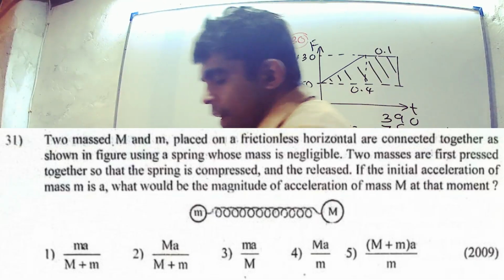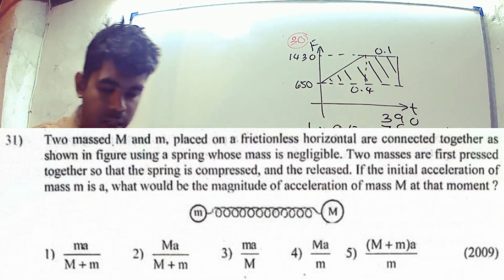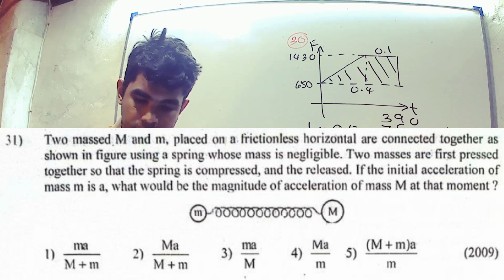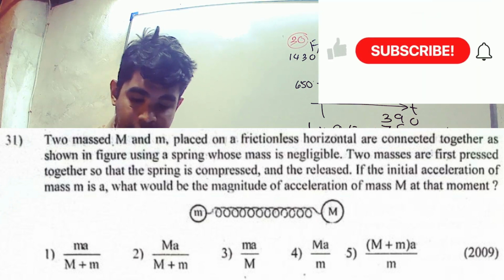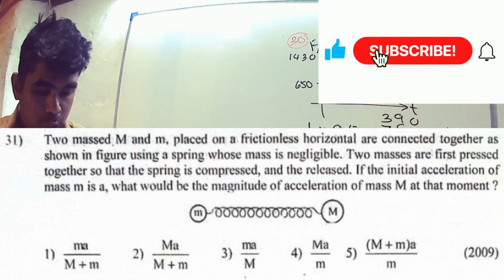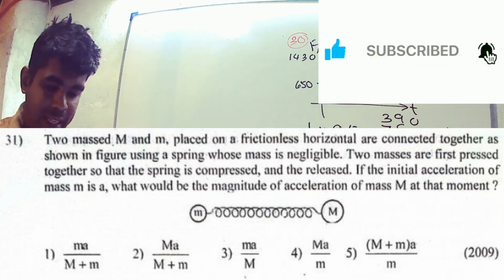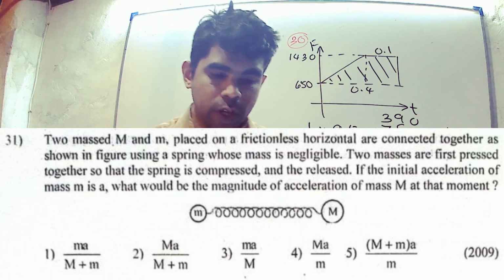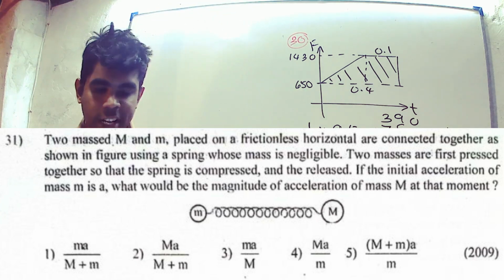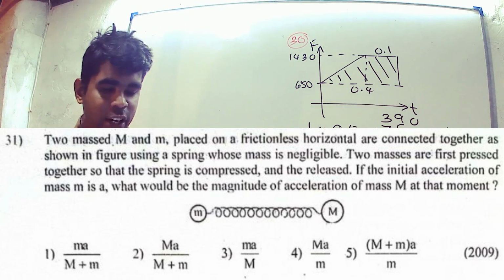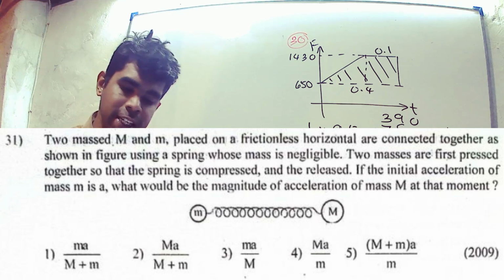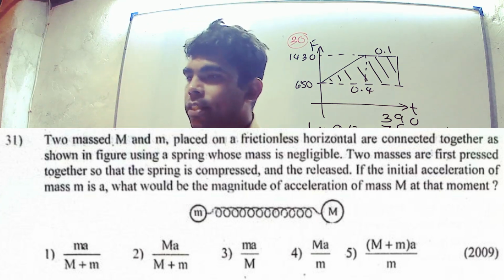Then question number 31. Two masses, capital M and small m, placed on a frictionless horizontal surface are connected together as shown in the figure using a spring whose mass is negligible. Two masses are first placed together so that the spring is compressed and released. If the initial acceleration of mass small m is A, what would be the magnitude of acceleration of capital M at that moment?